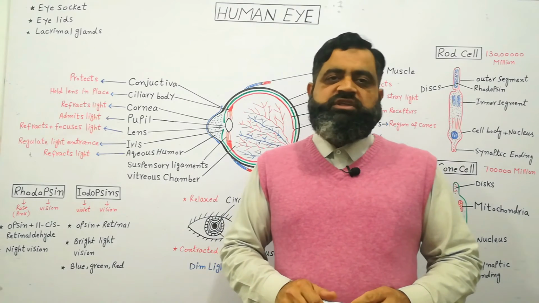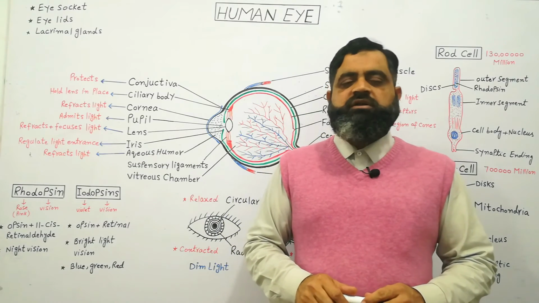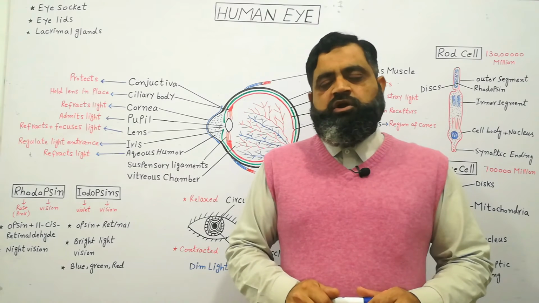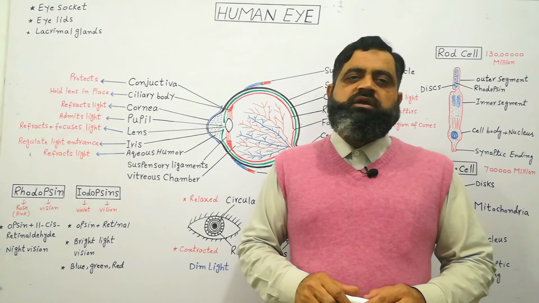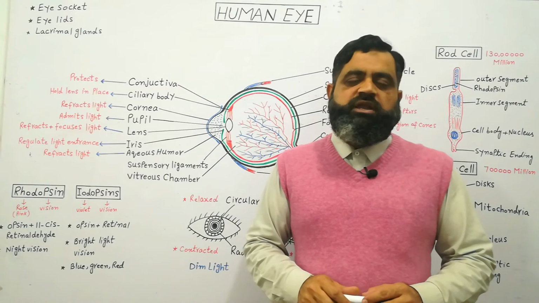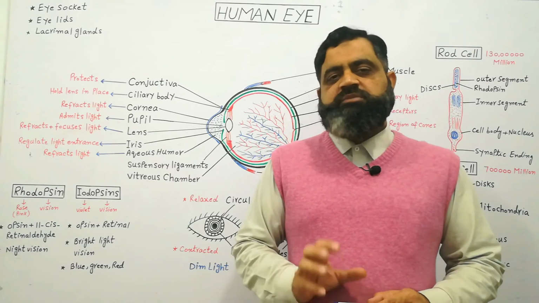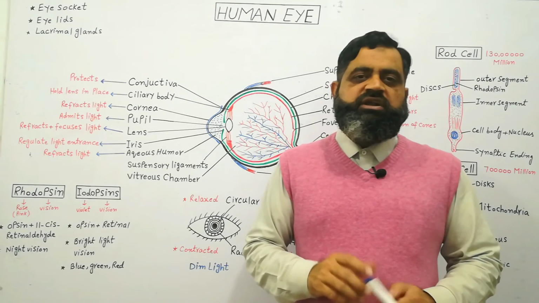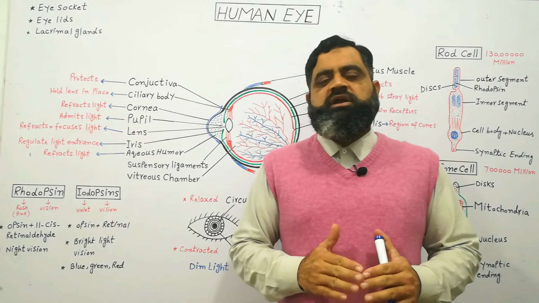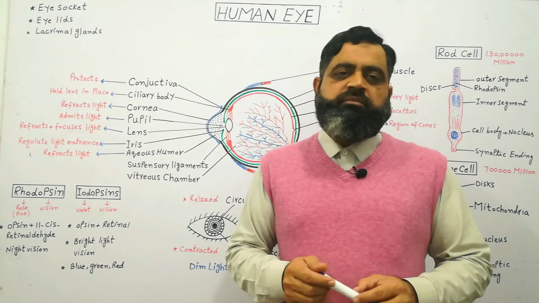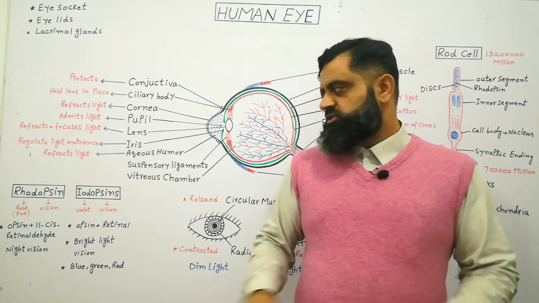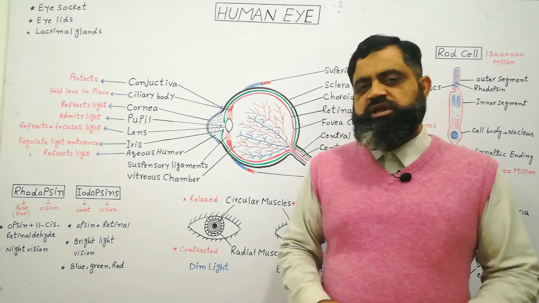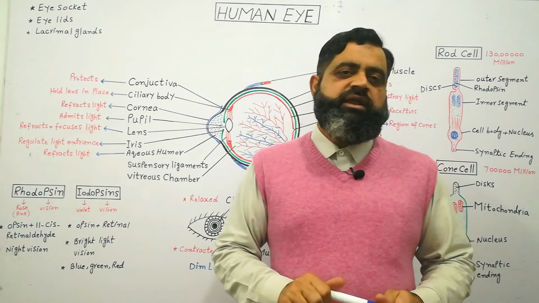Iodopsin is of three types, one for each primary color: iodopsin for red, iodopsin for blue, and iodopsin for green. These iodopsins, present in cones, help us to see in bright light in different colors, and we can see different shades of blue, green and red. So in this way, both rhodopsin and iodopsin help us to see in bright light and dim light.